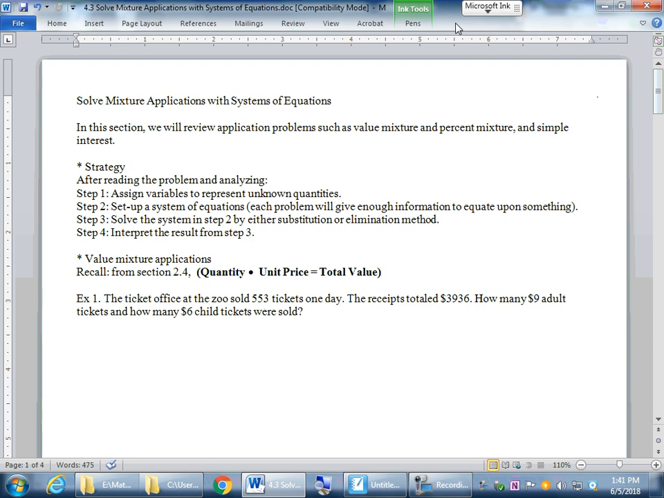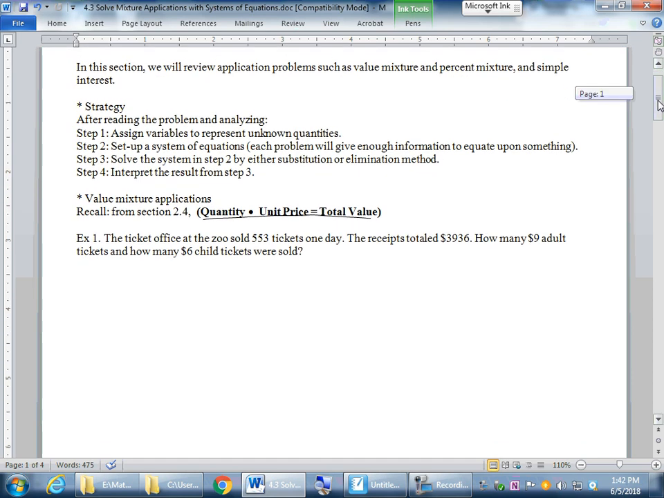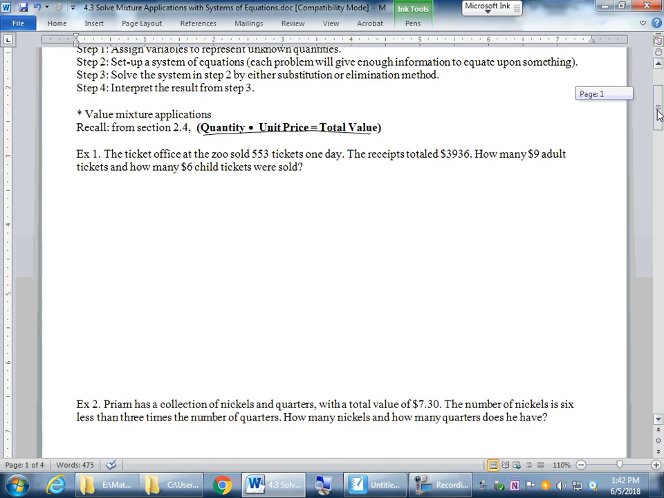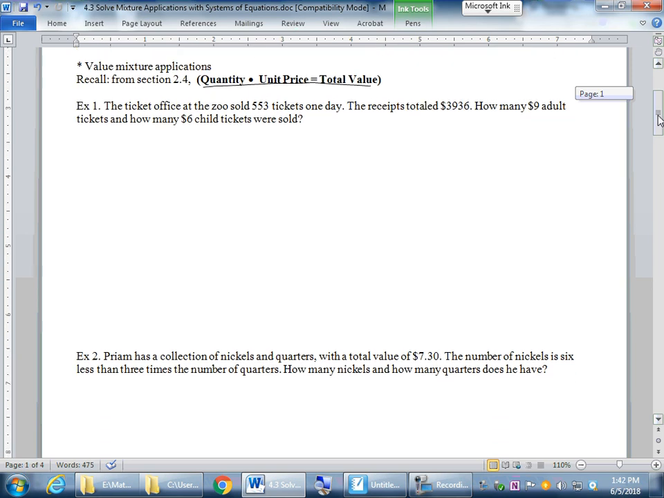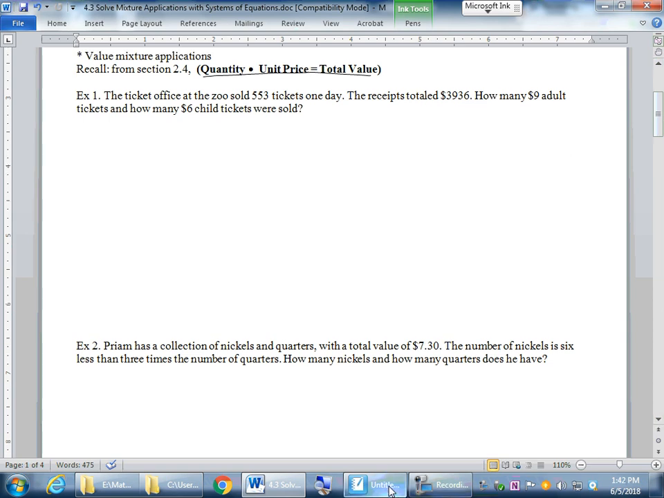For example, for the value mixture problems, the formula is quantity times the unit price is equal to the total value. But this time we're going to be using two variables and a system of equations to solve. Like in previous sessions, we're going to do the four-step format. So first example, let's take a minute to read this.